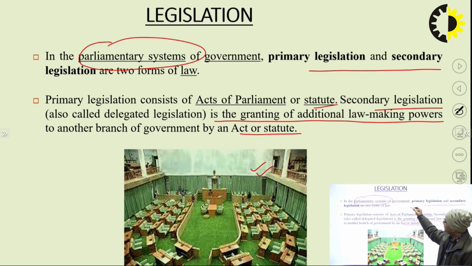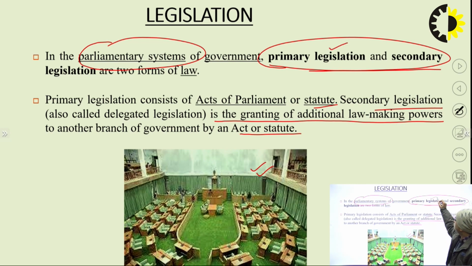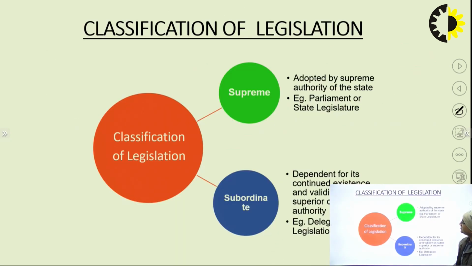But if we talk about its types, then it is of two types, primary and secondary. In the primary one, major decisions are taken, and a few decisions are basically left for the secondary legislation.